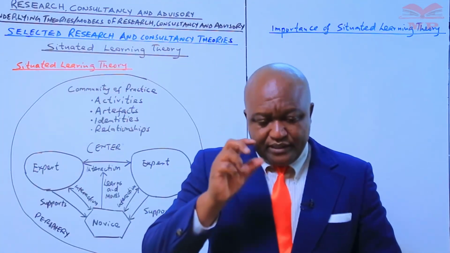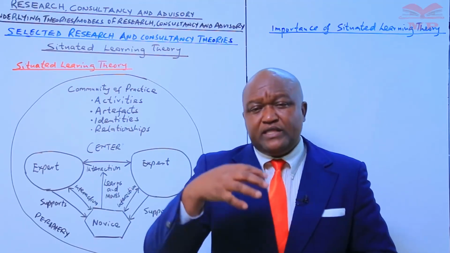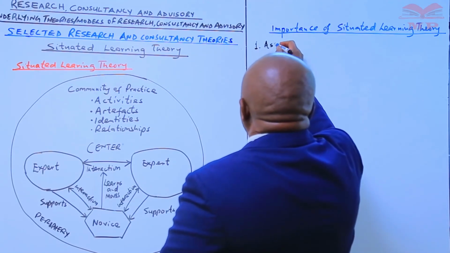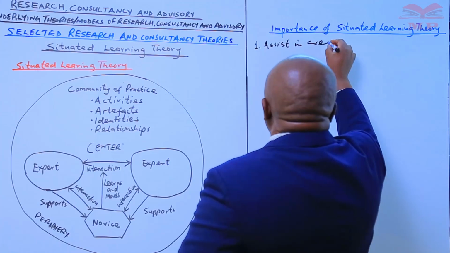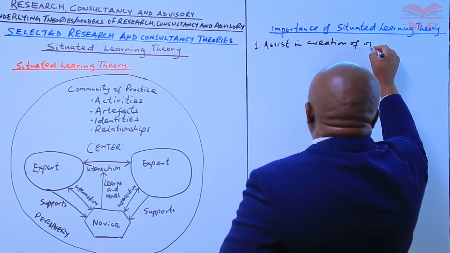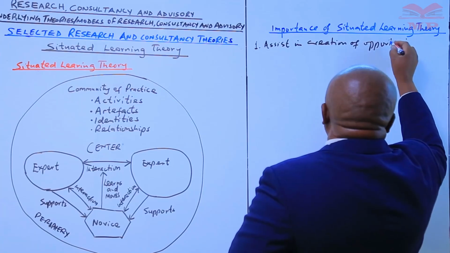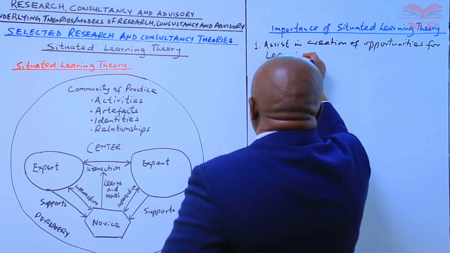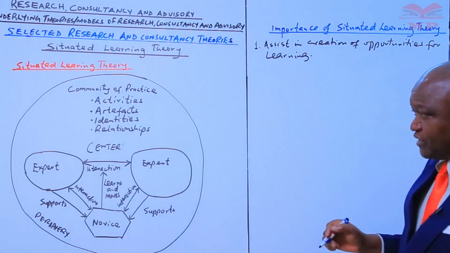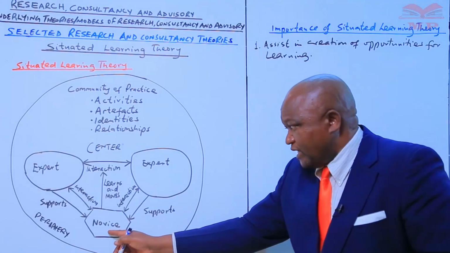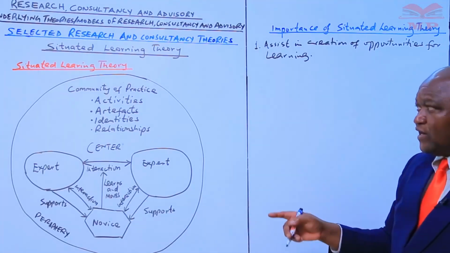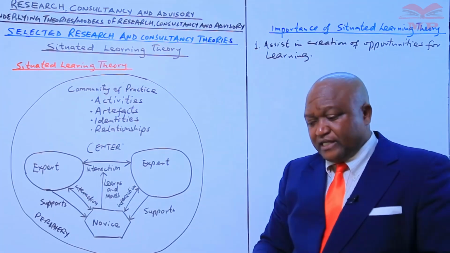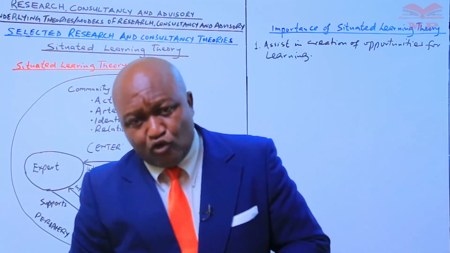So one, the situated learning theory can help in the creation of opportunities for learning. Looking at our representation here, you have a novice or a learner, you have an expert. So that kind of situated learning environment can create opportunities that can enhance the effectiveness of learning.